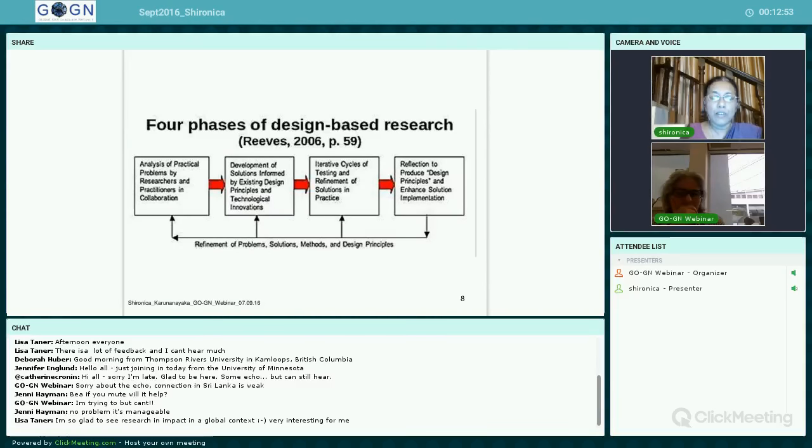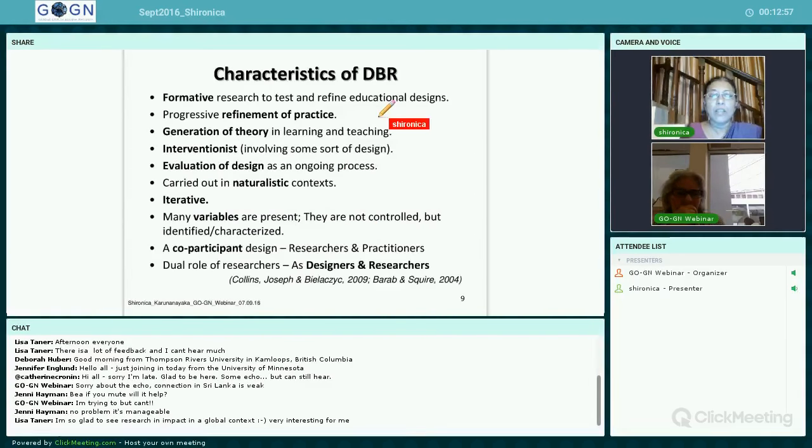Now, how we attempted this in our methodology, as you can see, this is a formative sort of process where refinement of practice is happening, where researchers and practitioners are working together as co-participants. And the key thing here is the researchers play a dual role, not only as researchers, but as designers of the whole process. Now, why did we have to design a process? Because this is focusing on improving practices. In order to improve practices, there has to be a very carefully structured design.